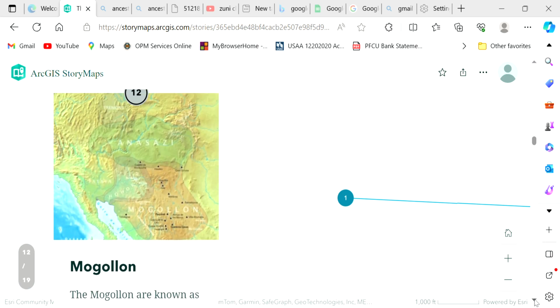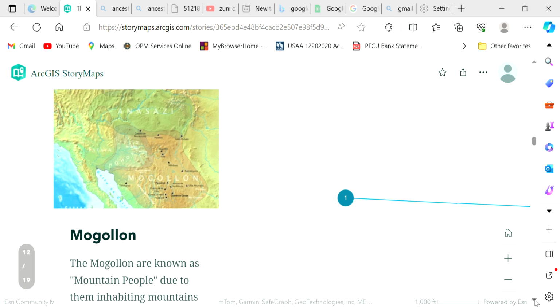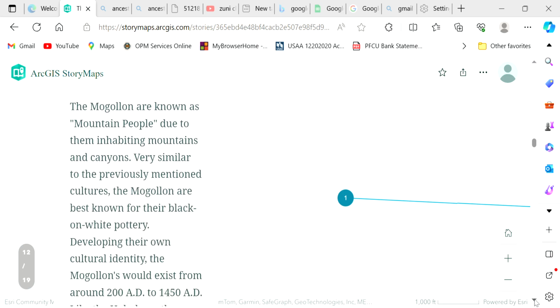And I could not find a good map on just the Mogollon territory, but I thought this was a very unique map in comparison to the others, so I included it. The Mogollon are known as mountain people due to them inhabiting mountains and canyons.